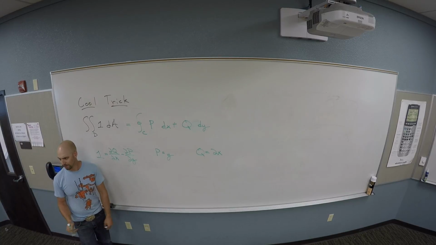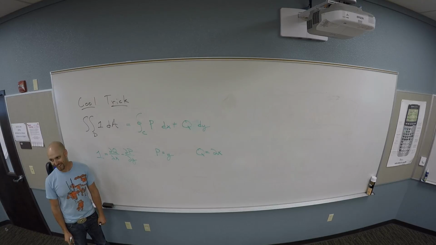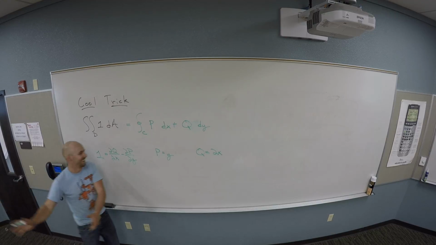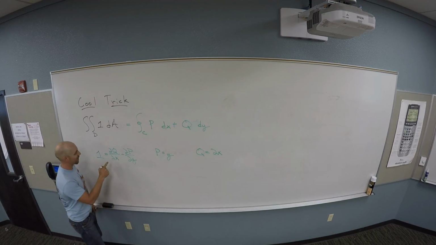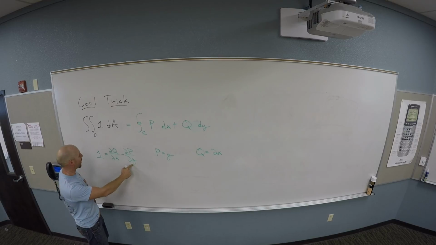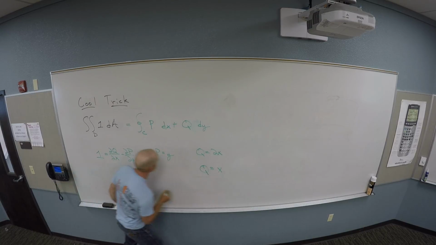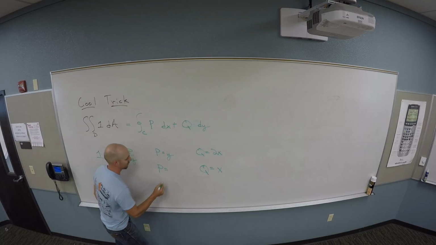Although I don't think that's the easiest way to express 1 as a difference. x minus 0 would work, or 1 minus 0. So if I have 1 and 0, what's the Q to get 1? x, and the P is 0.